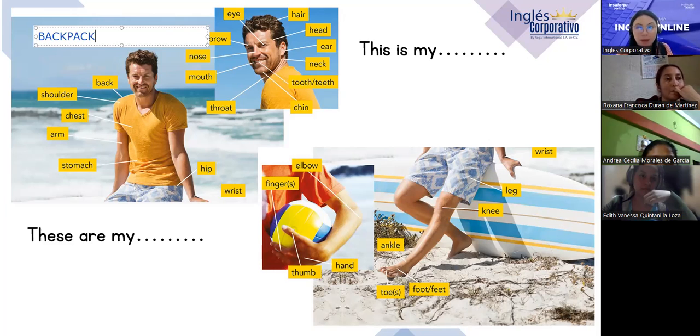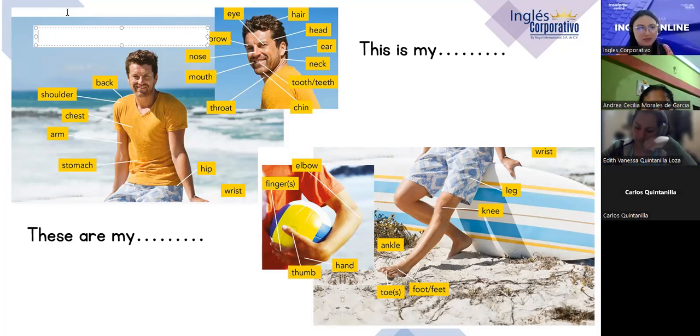Backpack. Es una maleta, un bolso que se ocupa ¿a dónde? ¿En la? Espalda. Espalda, exacto. Eso se le llama backpack. Shoulder. What's that? Shoulder. El hombro.